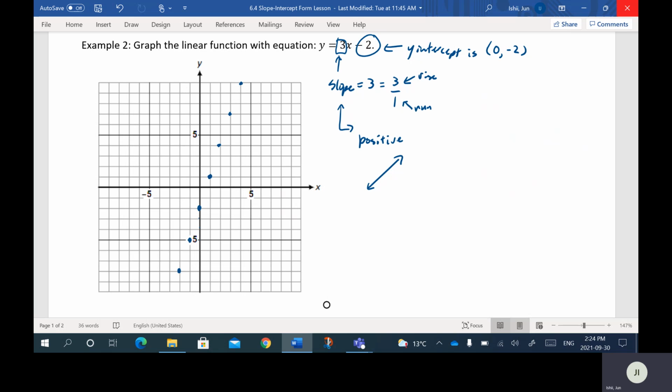All right, so the last thing here, I'm just going to connect these up kind of freehand. That's not too bad. So that is the graph of the line.